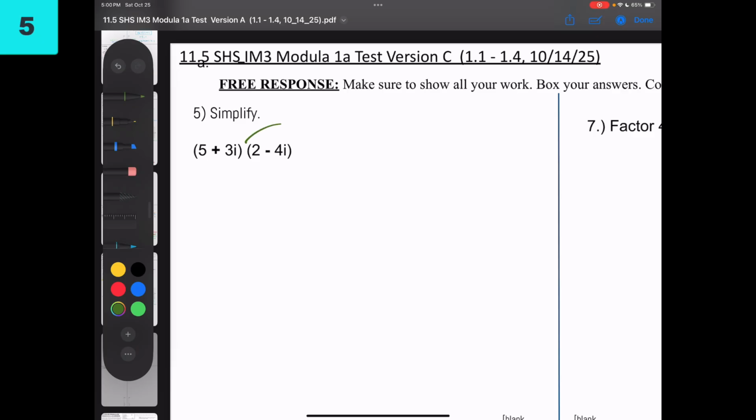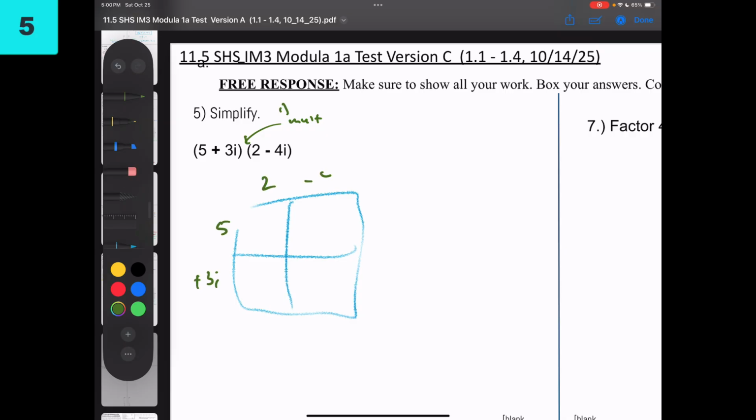This one tells you to multiply. How do you know that? There's no plus or minus. So we're going to multiply first. So I have 5 plus 3i, 2 minus 4i. This math skill we learned back in, there's a day I was absent and required you to do this in your 1.3 packet. So this is where the lesson came from.